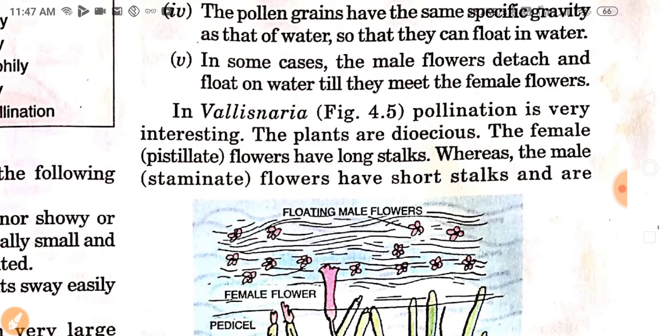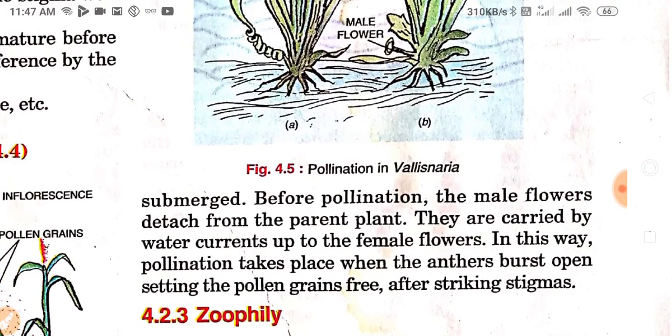In Vallisneria, pollination is very interesting. The plants are dioecious. The female or pistillate flowers have long stalks, whereas the male or staminate flowers have short stalks. As we saw in anemophily, the male flower is usually tall, but in this case the stalk of the male flower is short. Before pollination, the male flowers detach from the parent plant. They are carried by water currents up to the female flower. In this way, pollination takes place when the anther bursts open, setting the pollen grains free after striking the stigmas.